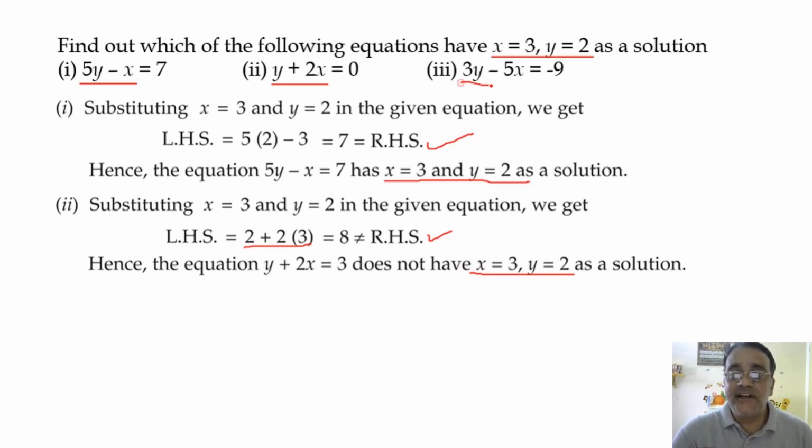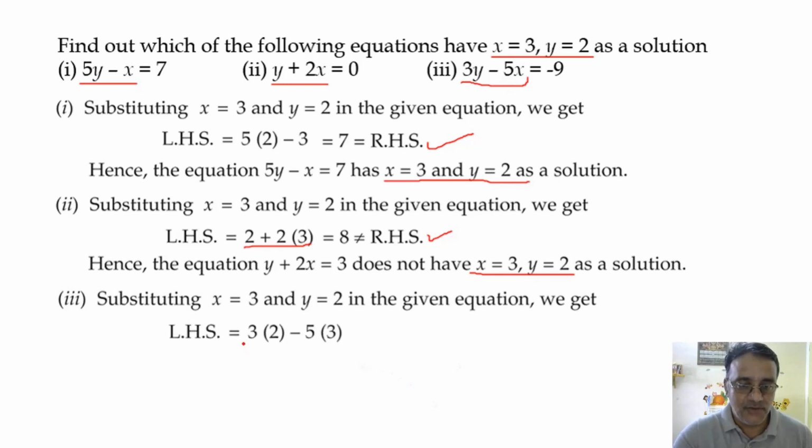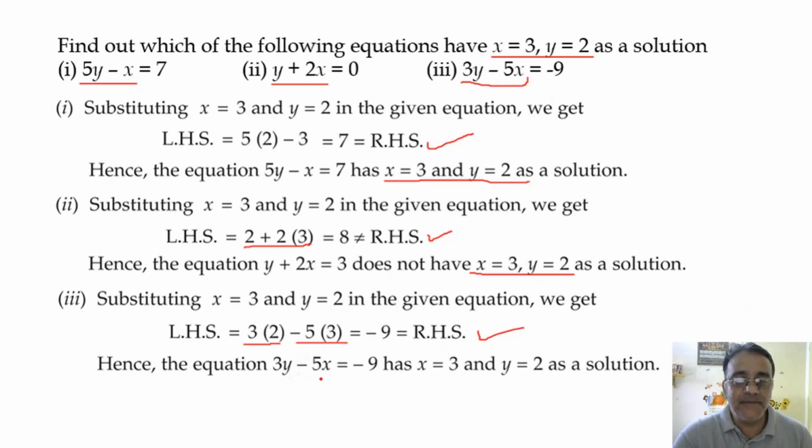Now we'll check for the third equation. We'll substitute in the LHS the value of y and x here. 3 into 2 minus 5 into 3. So 6 minus 15. How much you are getting? Minus 9. So it is equals to RHS. That means this value satisfies this equation. So hence the equation 3y minus 5x is equals to minus 9 has x is equals to 3 and y is equals to 2 as a solution. Any doubt in this question? No, sir. Okay.